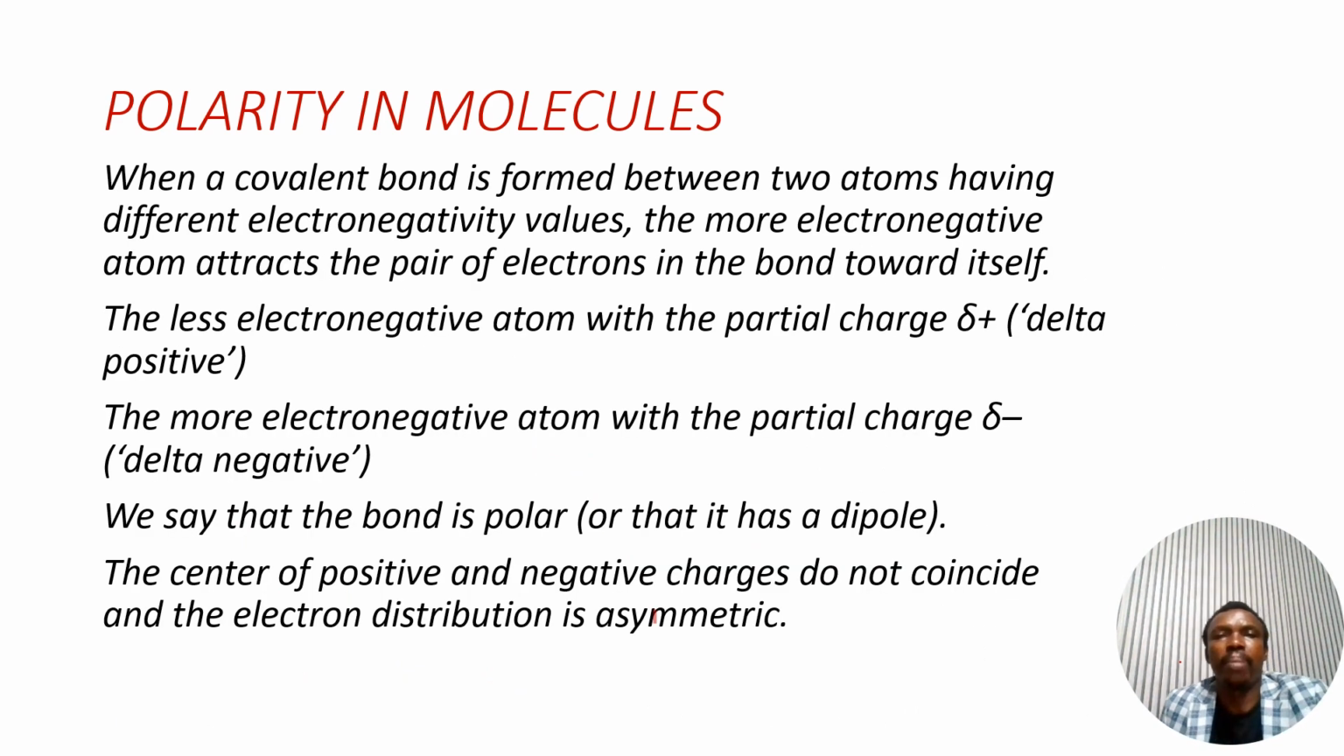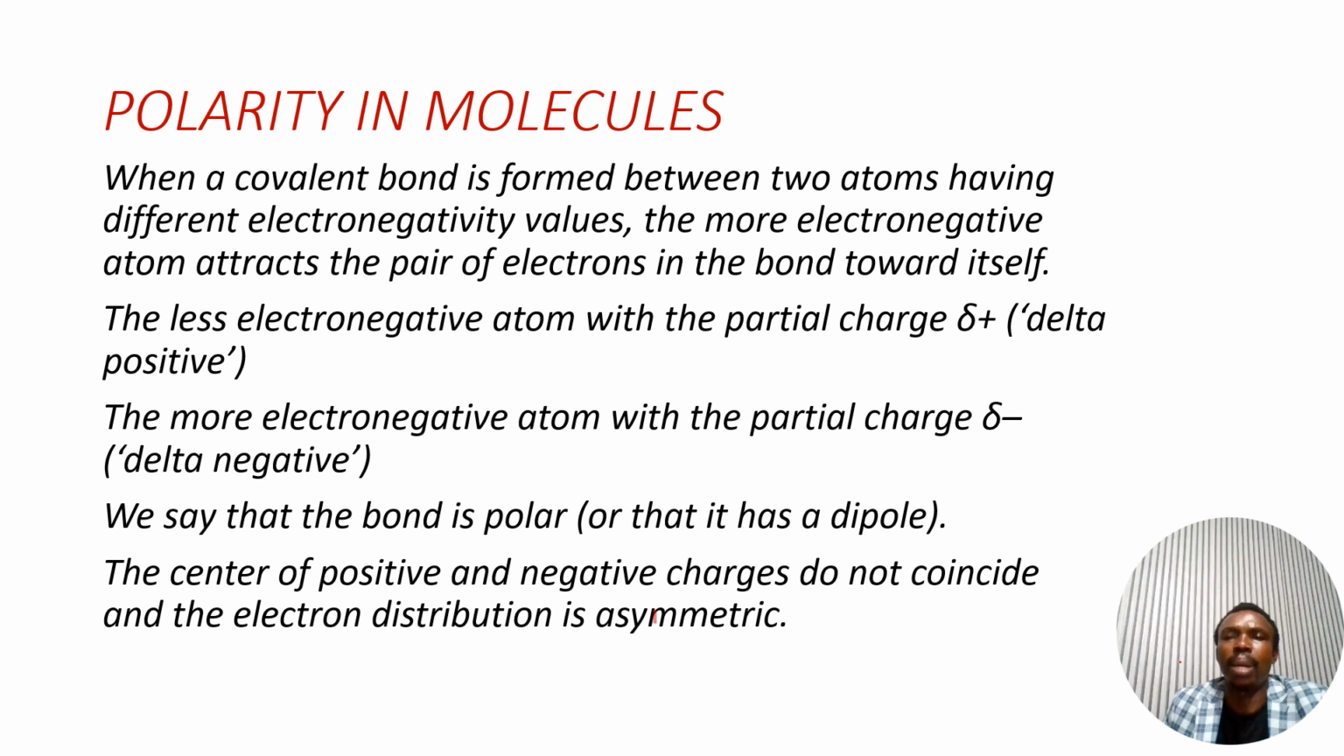So still on polarity in molecules, we have just considered non-polar covalent bonds. Now we want to look at the polar covalent bond. When a covalent bond is formed between two atoms having different electronegativity values, that means one is more electronegative than the other. So the more electronegative atom attracts the pair of electrons in the bond towards itself. So the more electronegative atom carries the partial charge, delta negative, while the less electronegative atom carries the partial charge, delta positive. So we say that the bond is polar, or that it has a dipole.